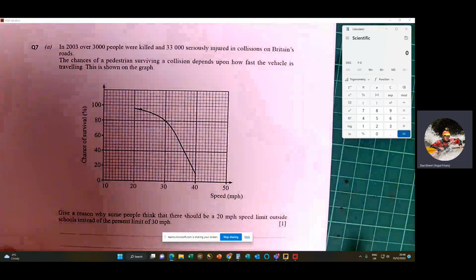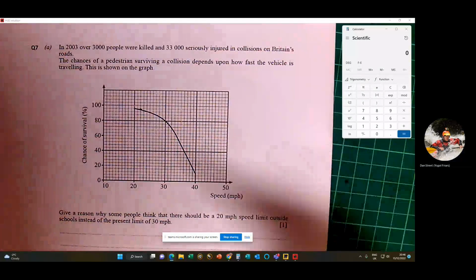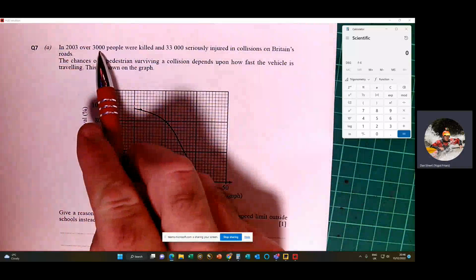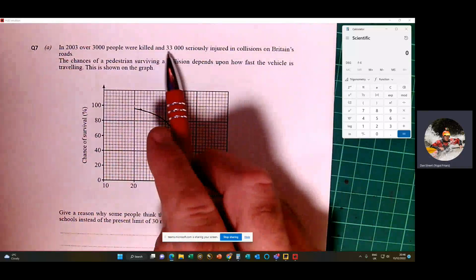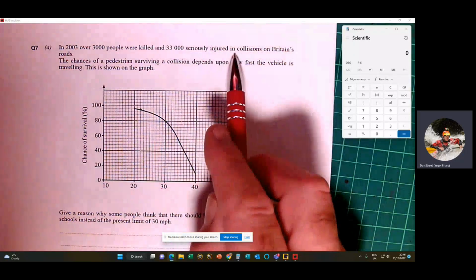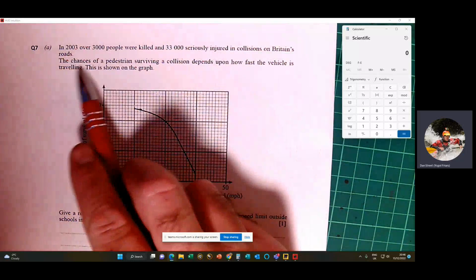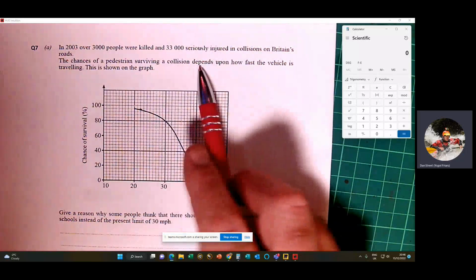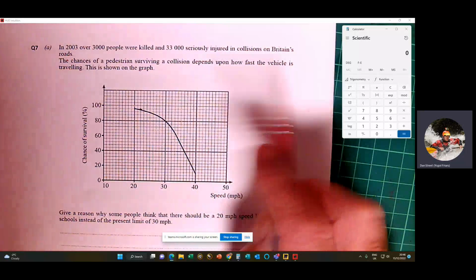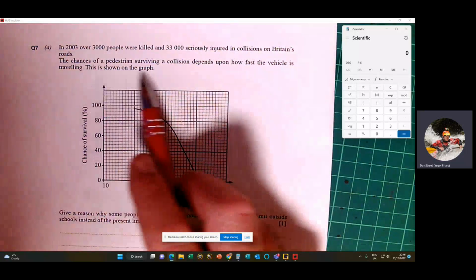Okay, so this is the mock foundation question number 7. In 2003, over 3,000 people were killed and 33,000 seriously injured in collisions on Britain's roads. The chances of a pedestrian surviving a collision depends upon how fast the vehicle is travelling. This is shown on the graph.